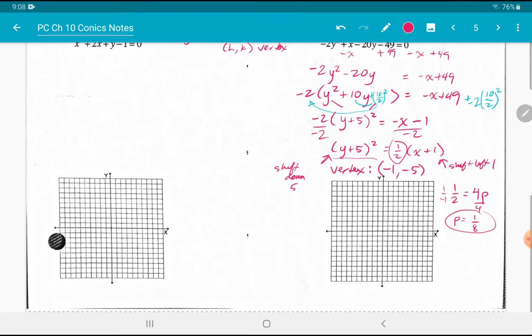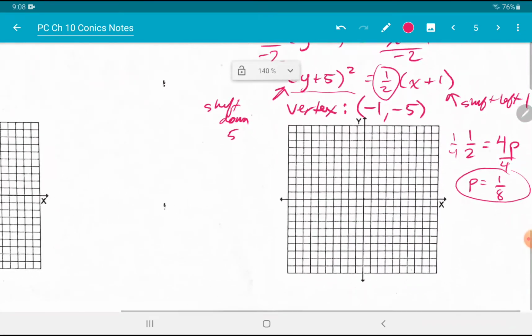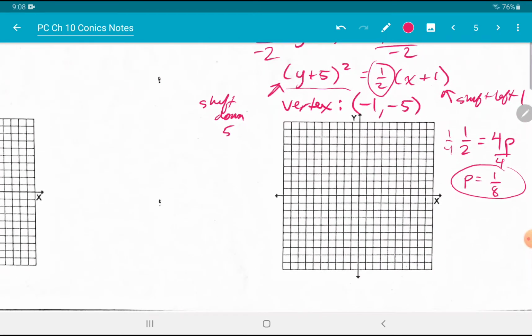Let's go ahead and plot our values now. We see that our vertex is at -1, -5. Here's my origin, 0, 0. And so I want to go -1, down 5. 1, 2, 3, 4, 5. -1, -5. I actually should label these. Here's -5. Here's 5. 1, 2, 3, 4, 5. Here's 5. Okay. So from there, we have our vertex.